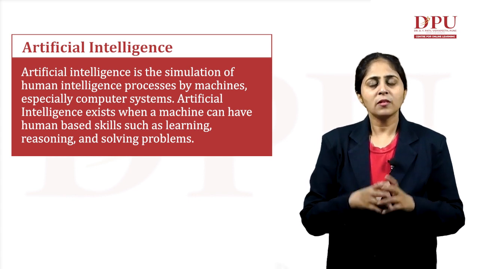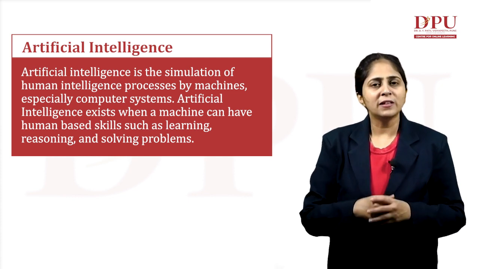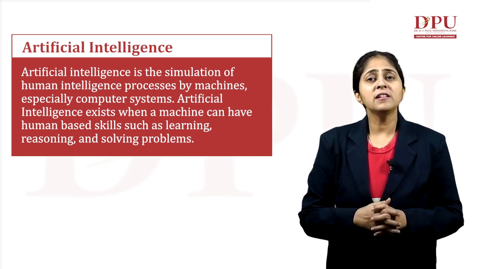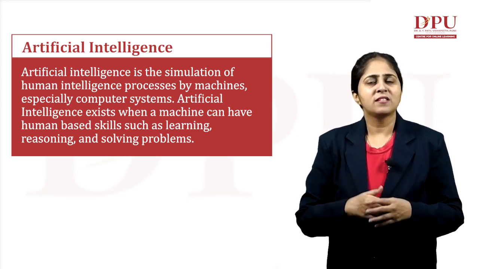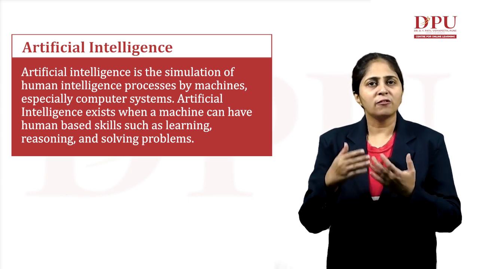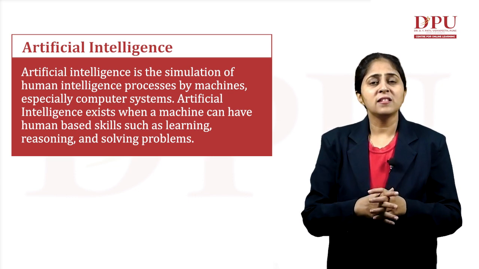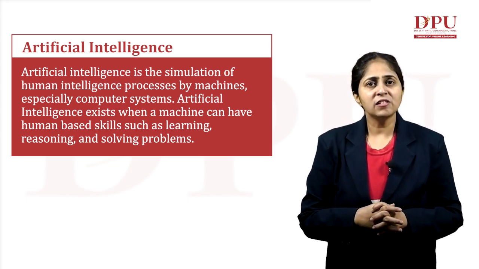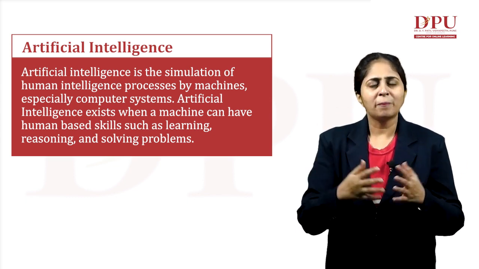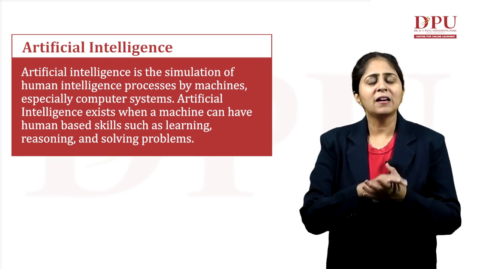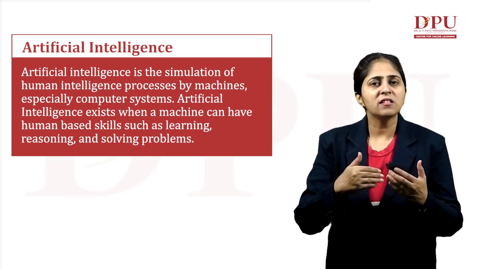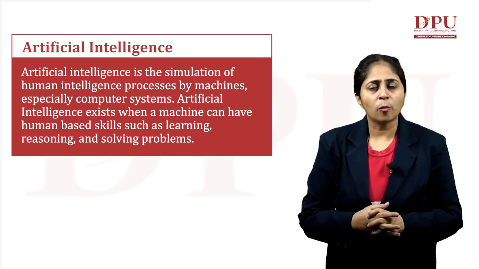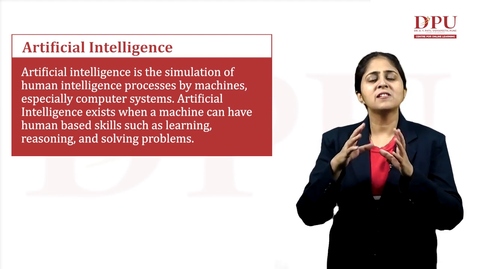So artificial intelligence is a simulation of human intelligence processes by the machines, especially the computer systems. Artificial intelligence exists when a machine can have human based skills like learning, reasoning and solving problems. So when a machine possesses these kinds of skills which we humans have. What are those skills that we humans have in terms of our intelligence? We can learn depending upon our past things. We can learn the current scenarios. We have the ability to reason something, to question something, that why is this happening, and to solve that problem, to get the answer to that problem, because we possess some form of intelligence.